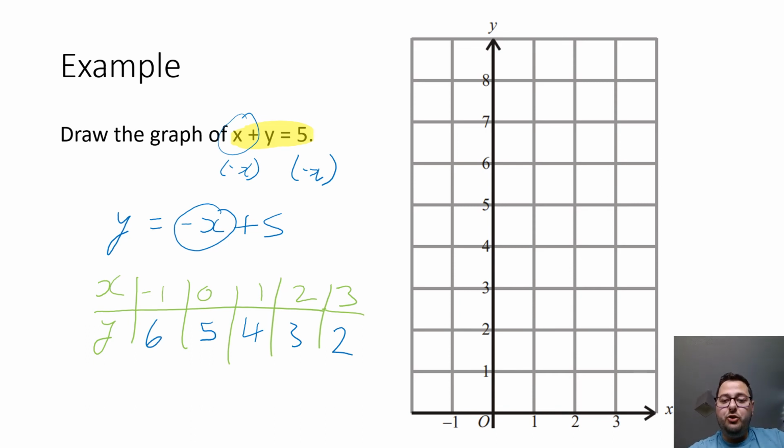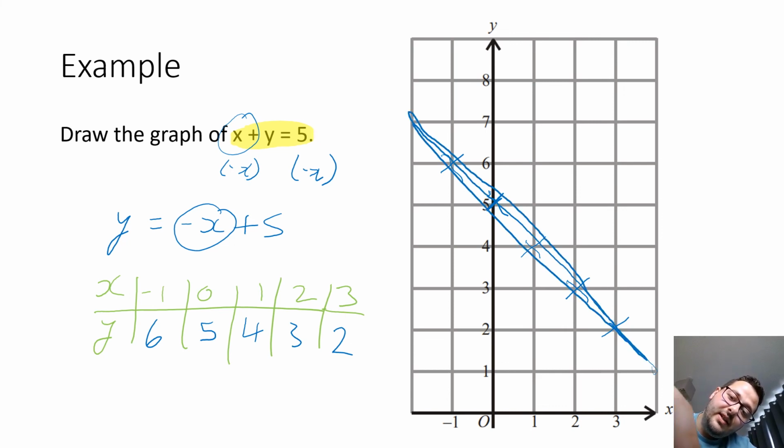Okay, and again, we can just join up our points. So we've got 0 and 5. We've got -1 and 6. And well, let's just plot them all this time. We've got 1 and 4, 2 and 3, and 3 and 2. Great. And then we just want to join up all these points, keep it going. Imagine that's a lot better than it is. And then we'll be all right.